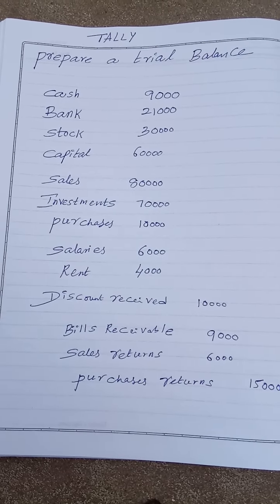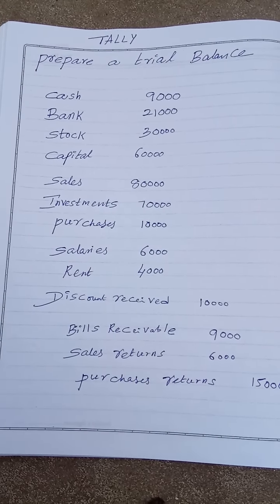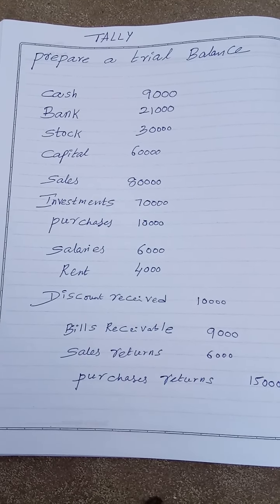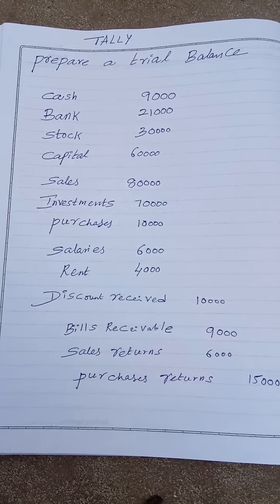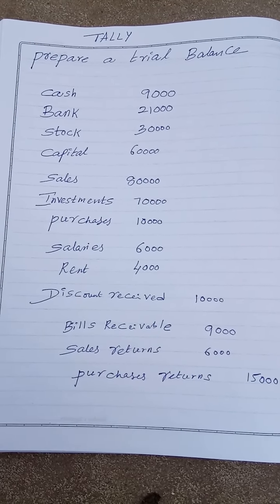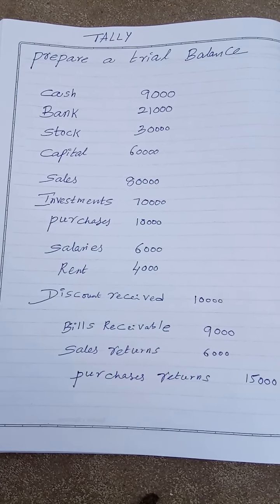capital under capital, sales under sales, investment under investment, purchases under purchases, salaries indirect expense, rent indirect expense, discount received indirect income, bills receivable current asset, sales returns under sales, purchase returns under purchases.